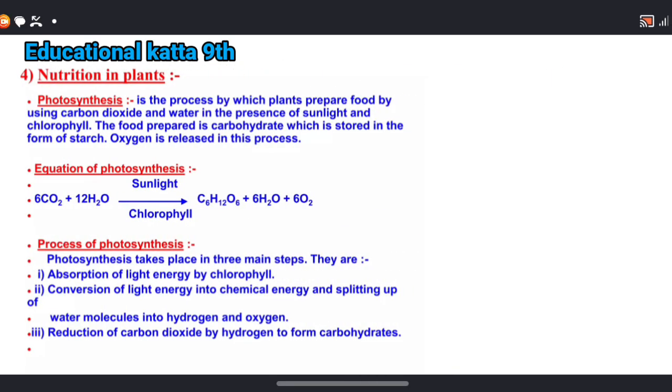Okay. Now, nutrition in plants, photosynthesis. It is a process by which plant prepare food by using carbon dioxide and water in presence of sunlight and chlorophyll. The food prepared is carbohydrate, which is stored in form of starch. Oxygen is released in this process.